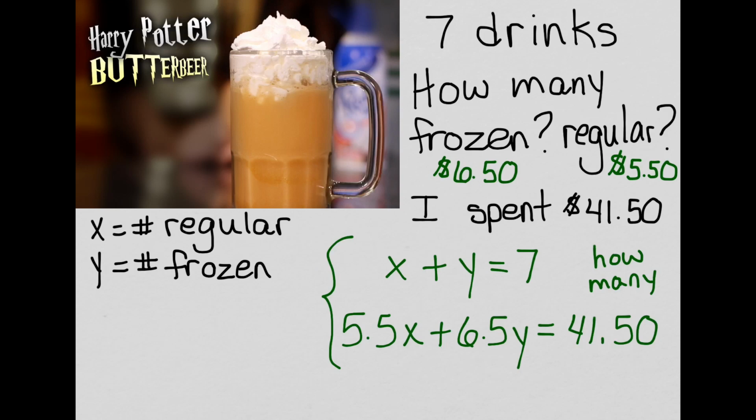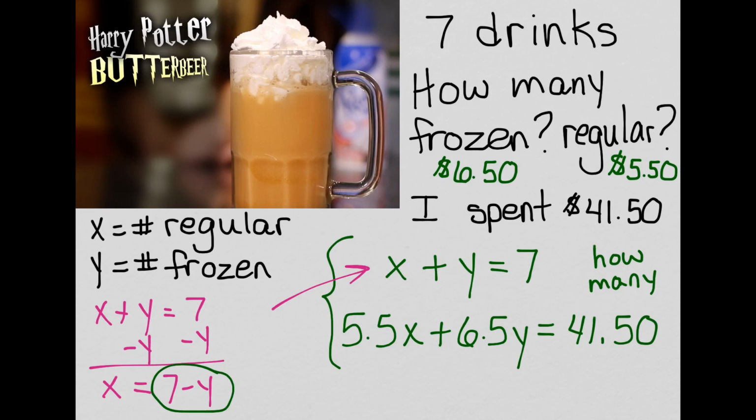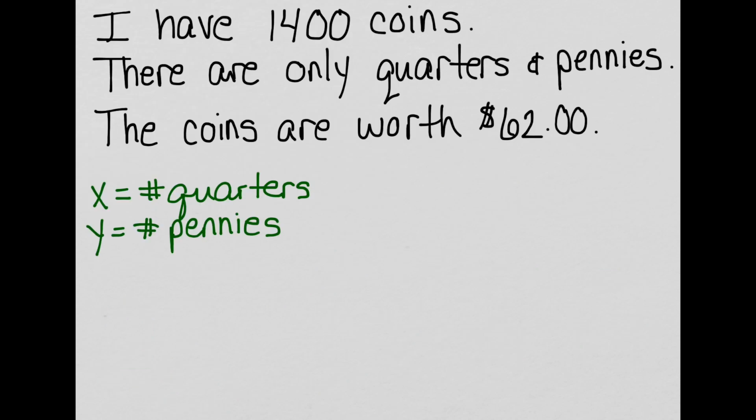So one other option is that you could take this equation right here and you could subtract something from both sides. Like let's subtract y from both sides. Just for fun, you could have done this with x also. And so x is going to equal 7 minus y. And then now you have isolated a variable. X is by itself. So you would take this 7 minus y, and you would replace x with 7 minus y. Don't forget to keep it in parentheses so you could distribute the 5.5. And that would be an alternate way to solve this problem. Okay, good luck with that.